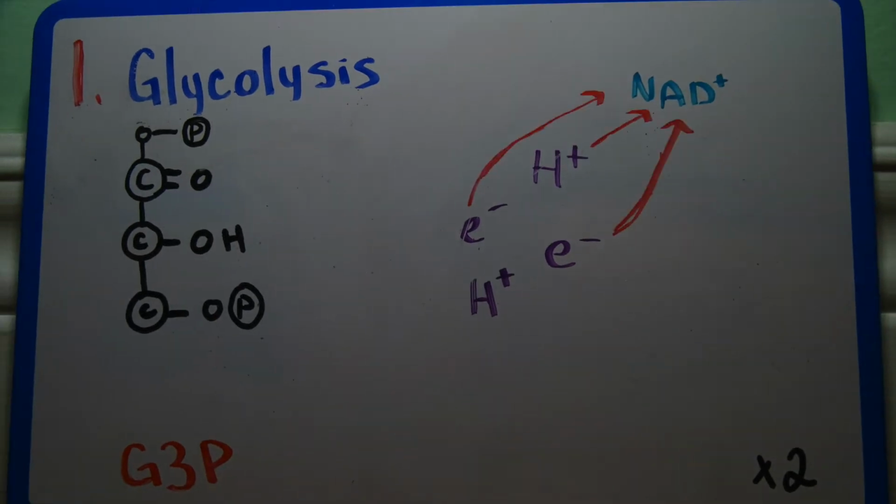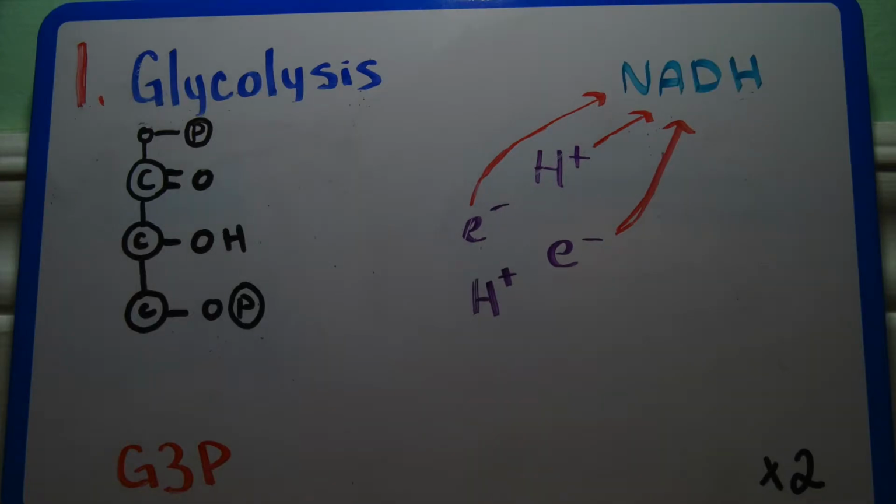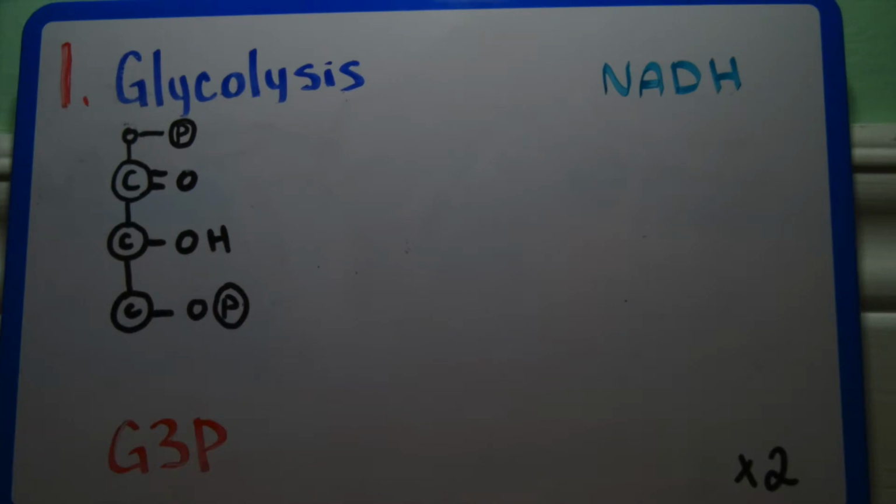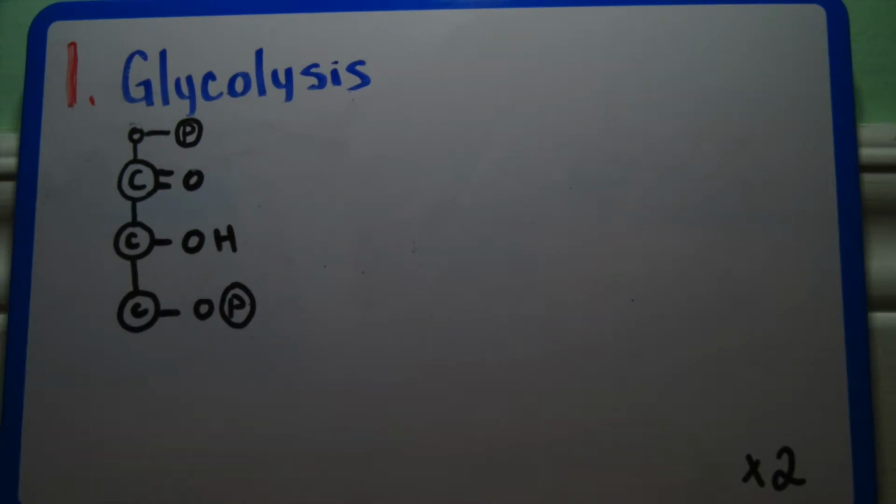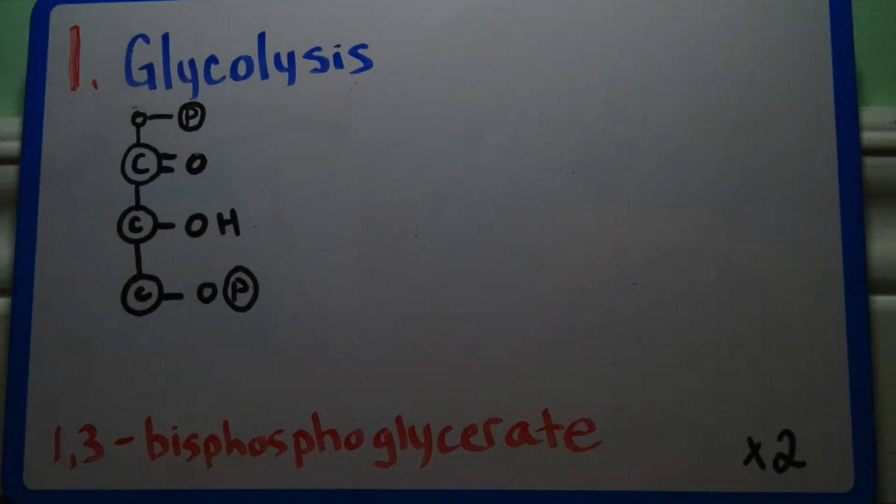An NAD+ molecule will then come along and accept 2 of the electrons and 1 of the protons. This will create the molecule NADH, while the other hydrogen will be lost to the cytosol. The G3P will now turn into 1,3-biphosphoglycerate. This is known as a redox reaction.